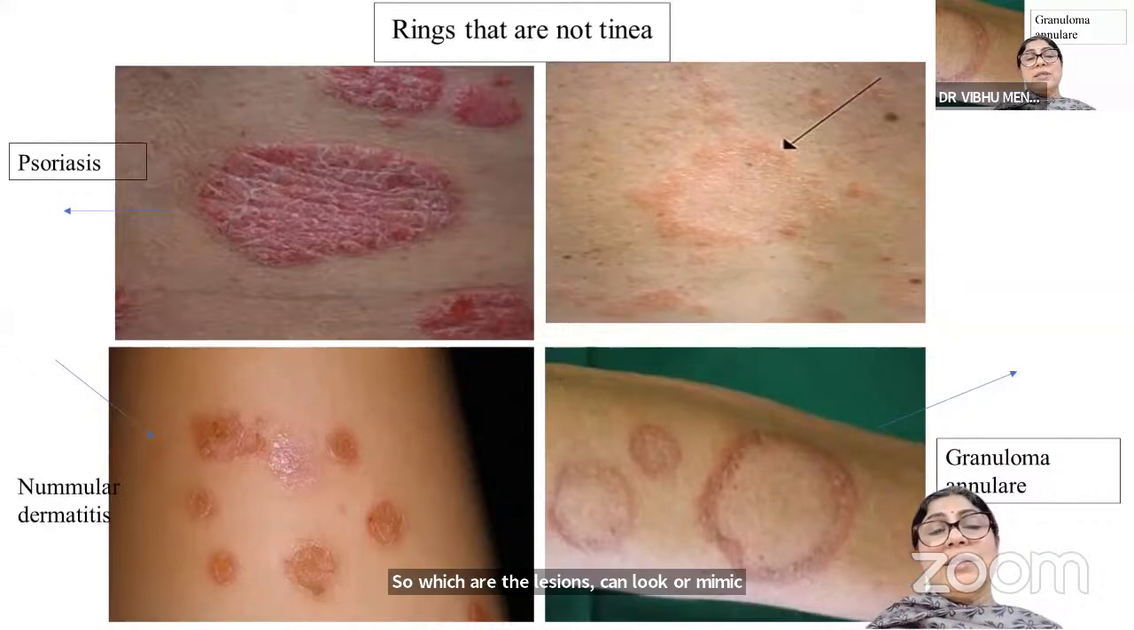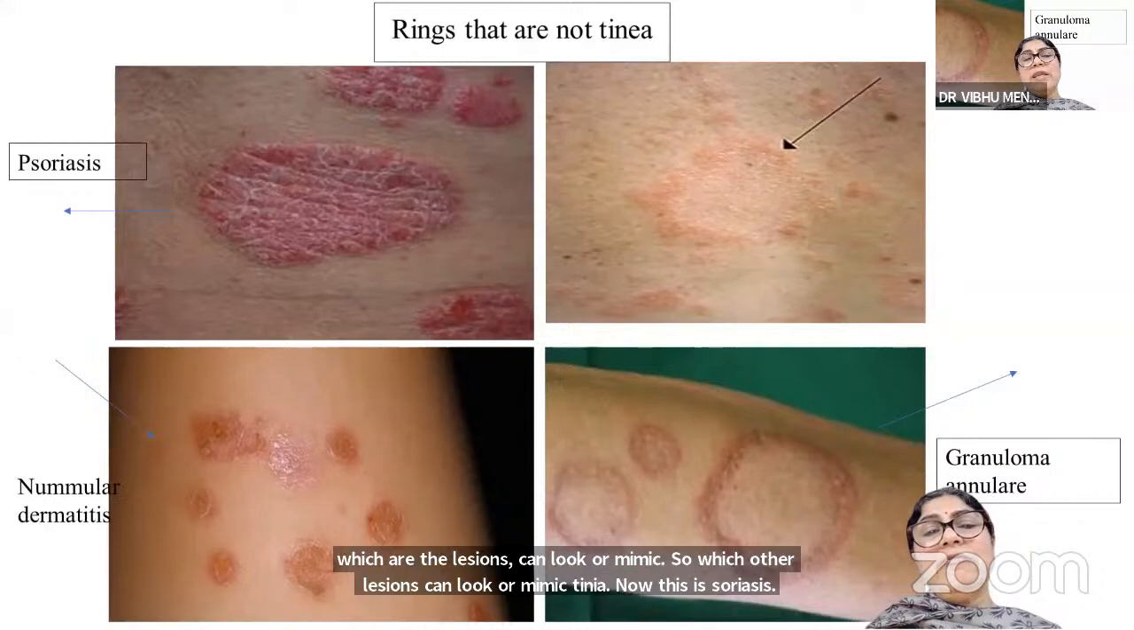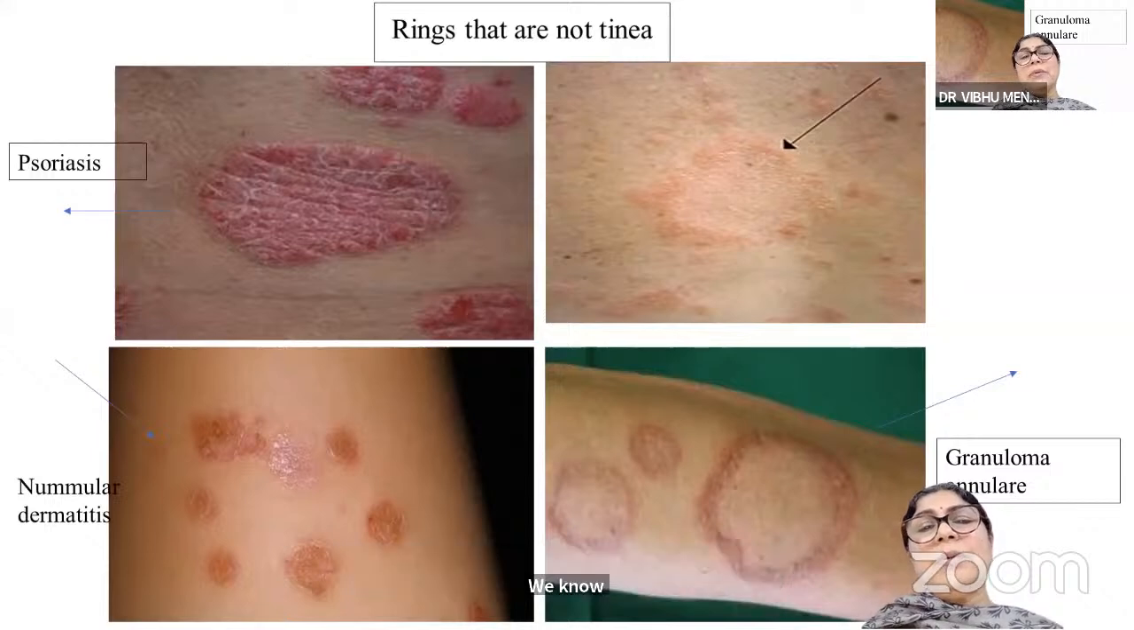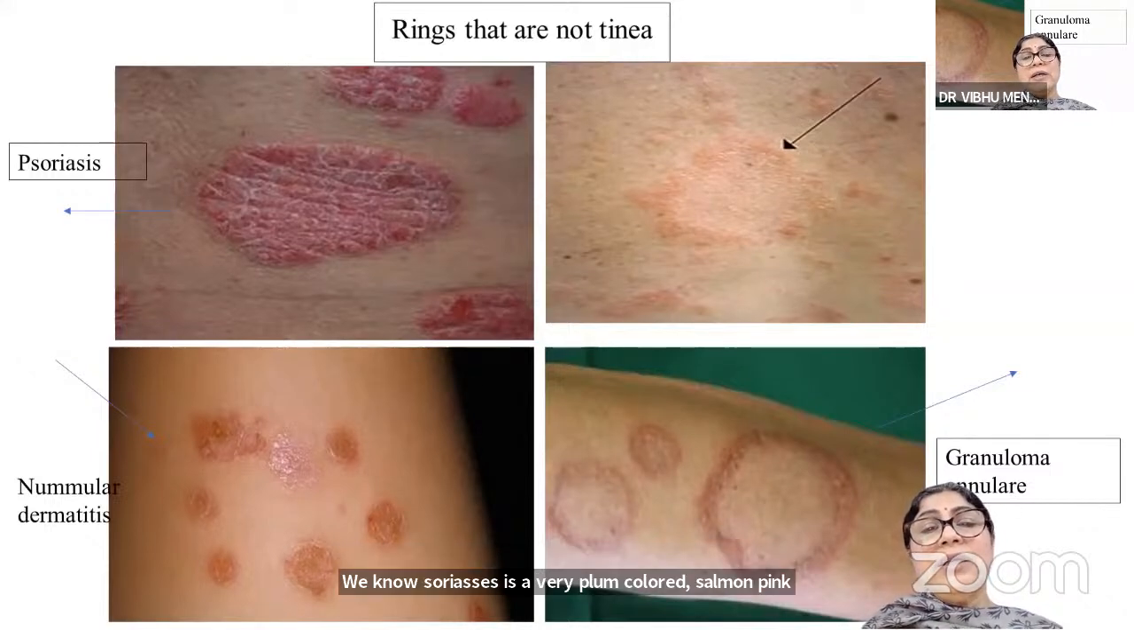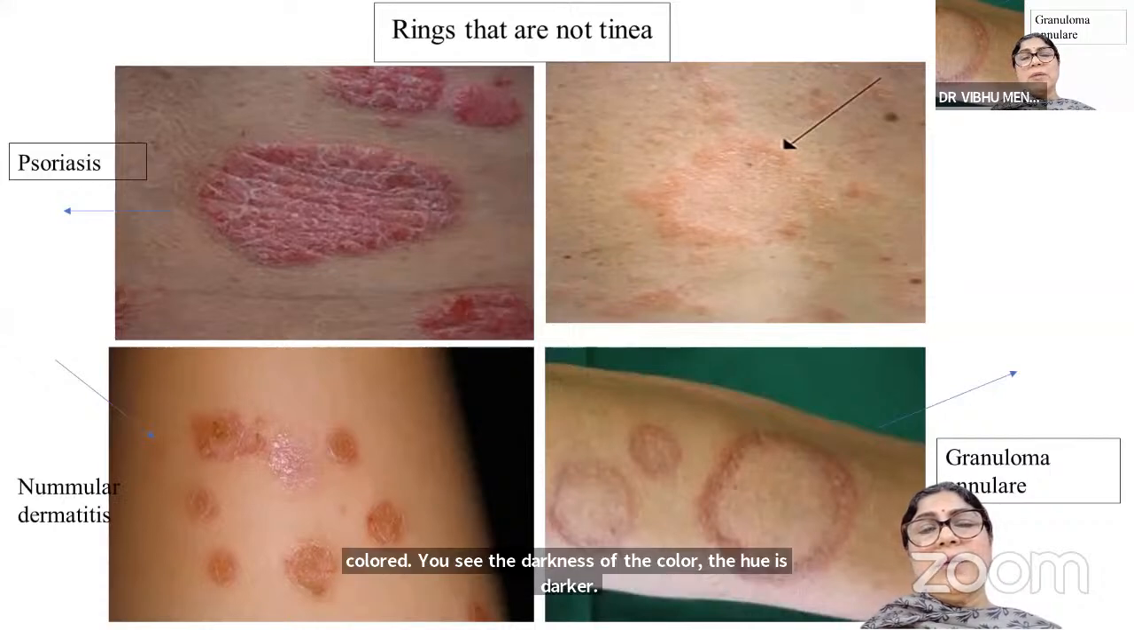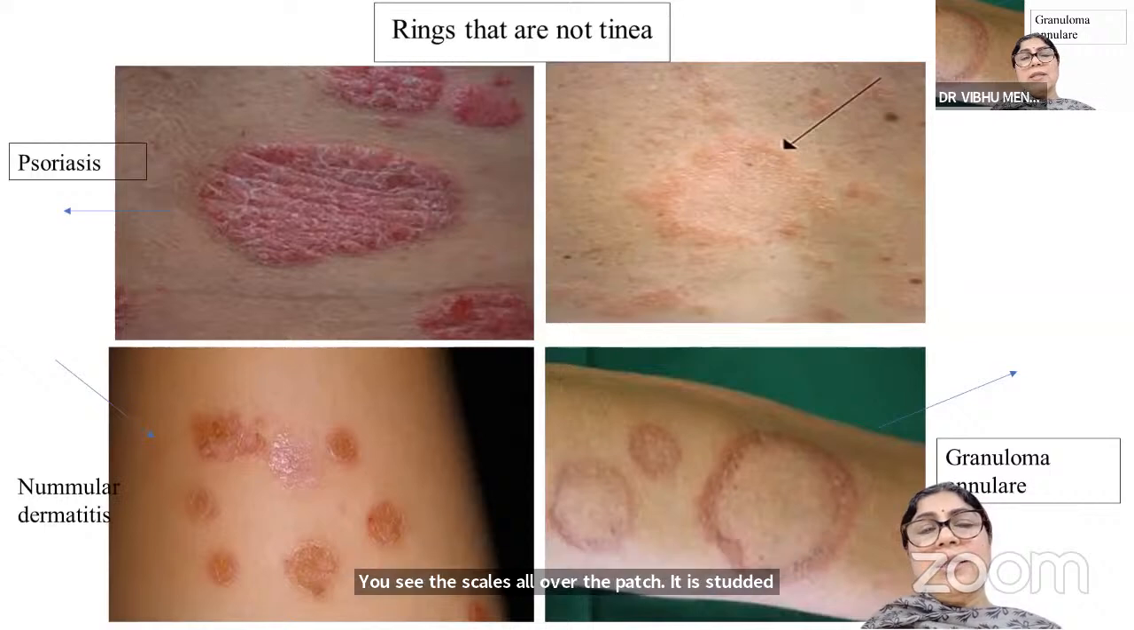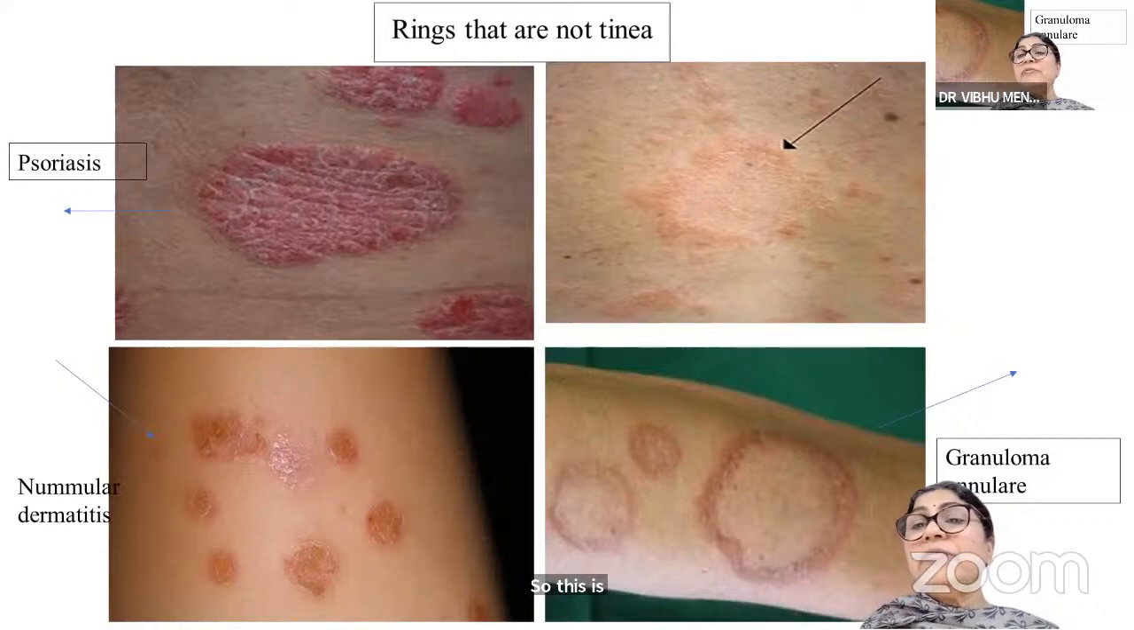Now, this is psoriasis. We know psoriasis is a very plum colored, salmon pink colored lesion. You see the darkness of the color. The hue is darker. You see the scales all over the patch. It is studded with these whitish scales on the surface, whereas in tinea, it was just at the periphery. So this is psoriasis, and psoriasis is generally not itchy. Tinea will be very itchy.